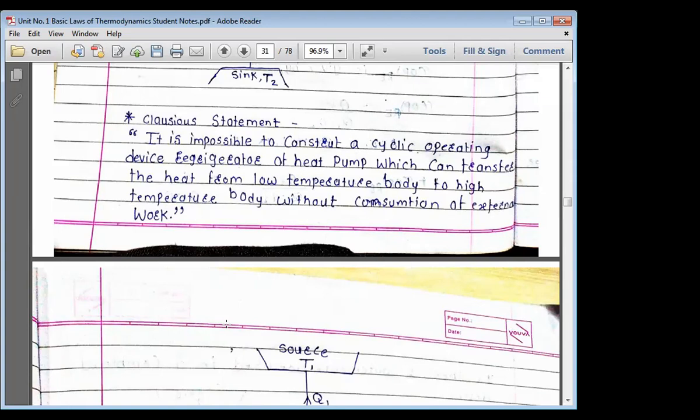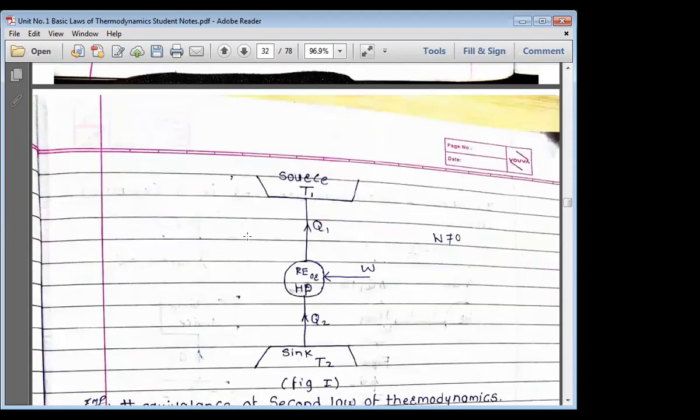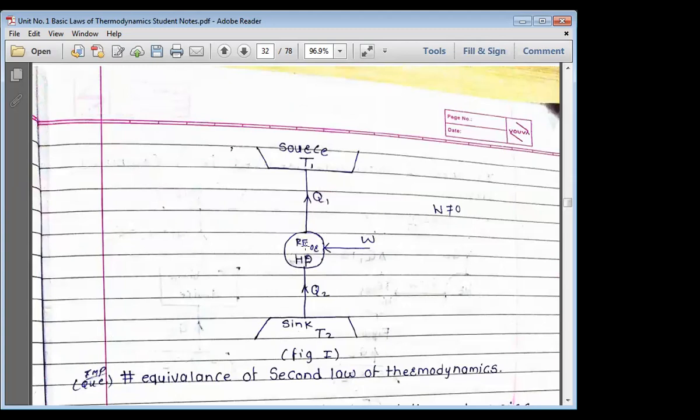म्हणजे फक्त एक्सटर्नल वर्क जर दिलं तरच आपण लो टेम्परेचर कडून हाय टेम्परेचर कडे हीट सप्लाय करू. ओके. इट मे बी रेफ्रिजरेटर और हीट पंप. Q2 अमाऊंट सिंक कडून घेतोय आपण. W दिलं तर Q1 तिकडे जाते. तर W कॅनॉट बी 0. काहीतरी अमाऊंट ऑफ एक्सटर्नल वर्क असलंच पाहिजे.